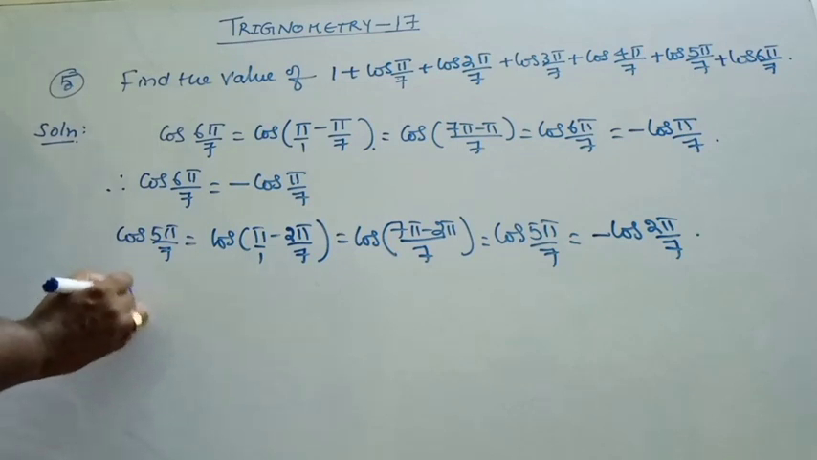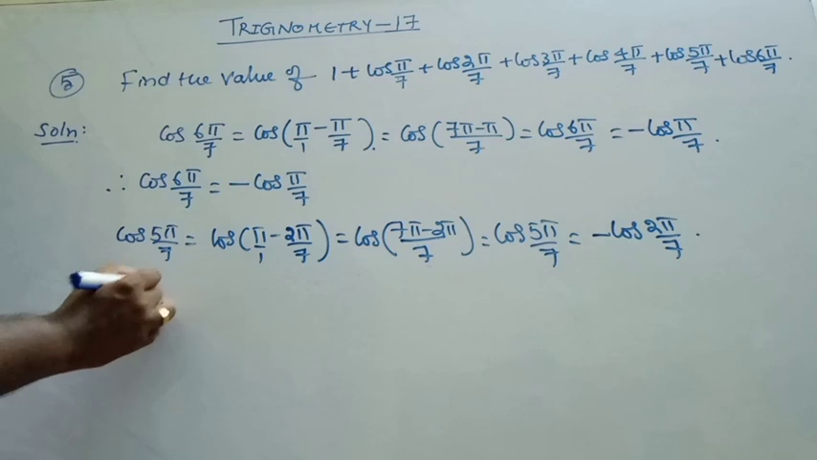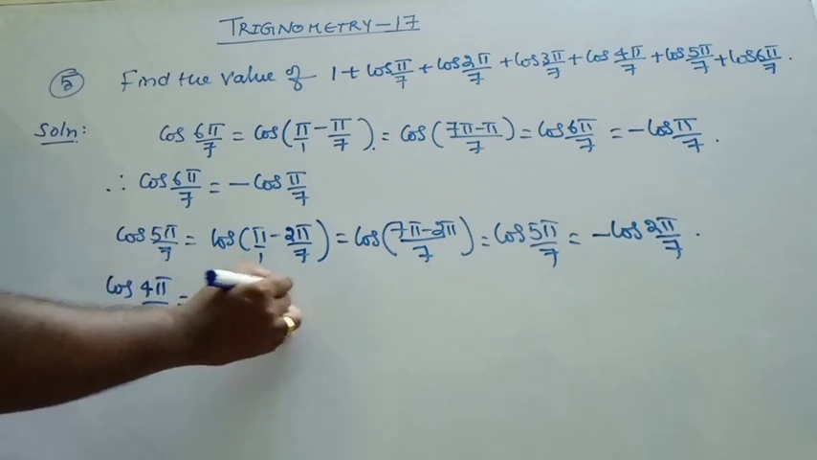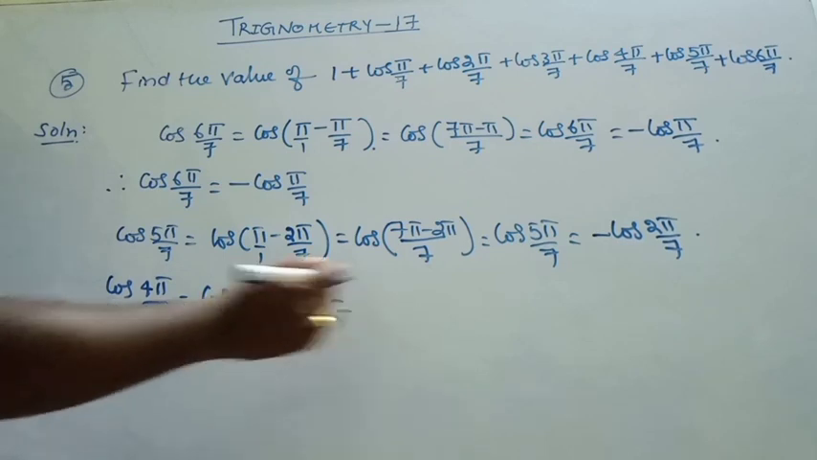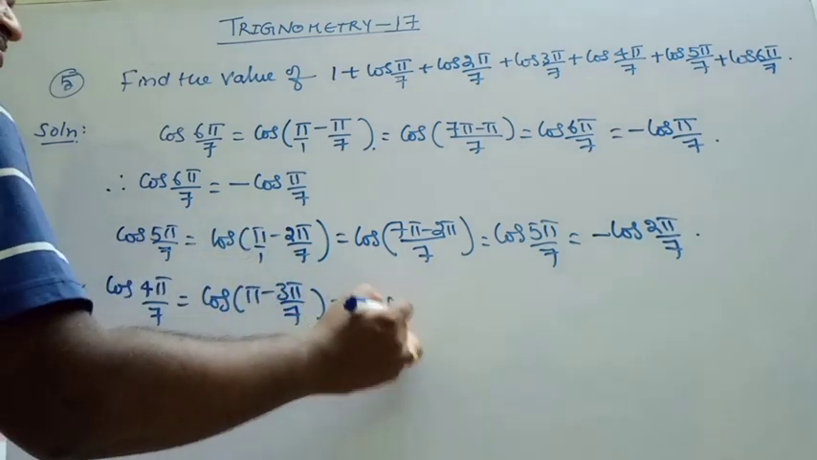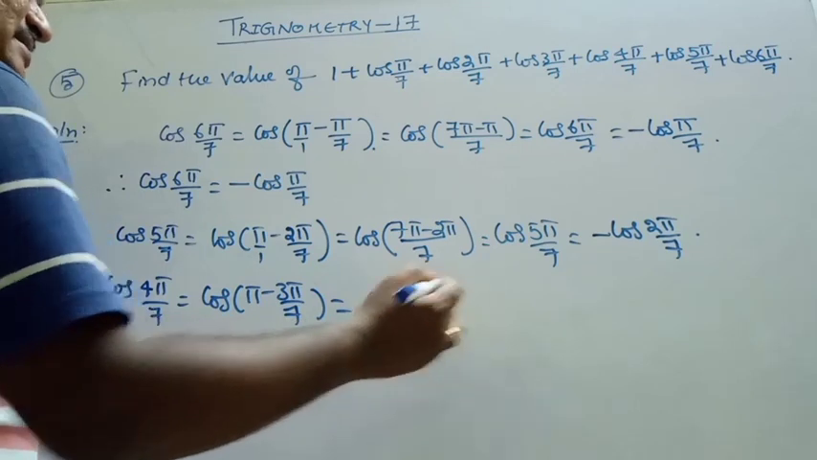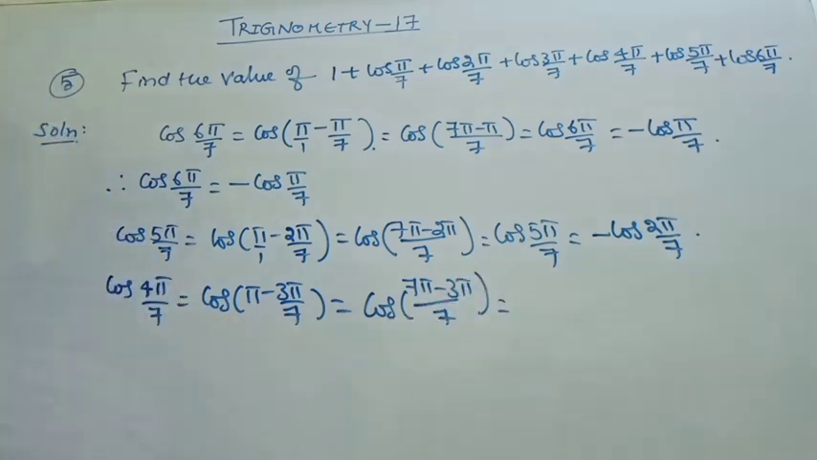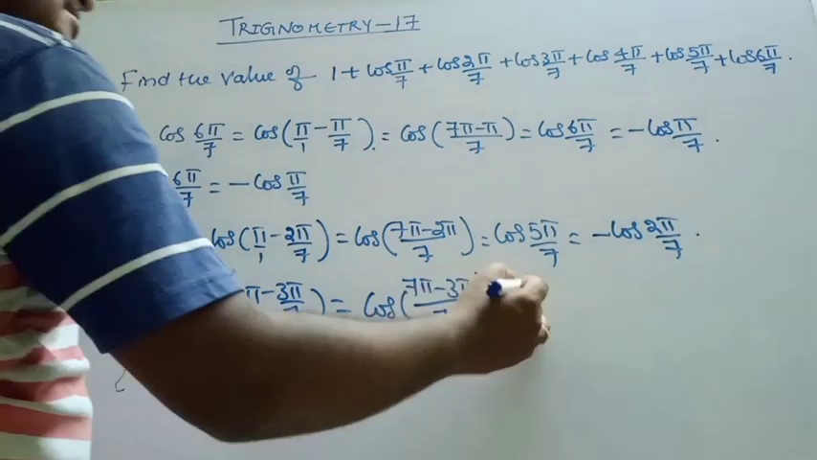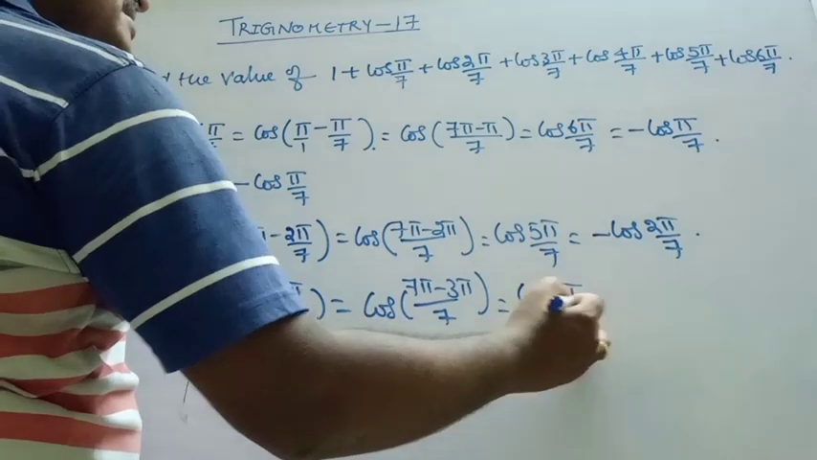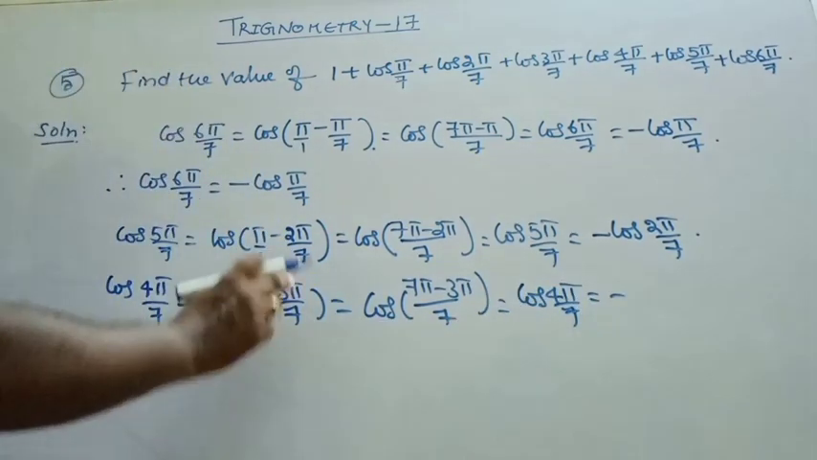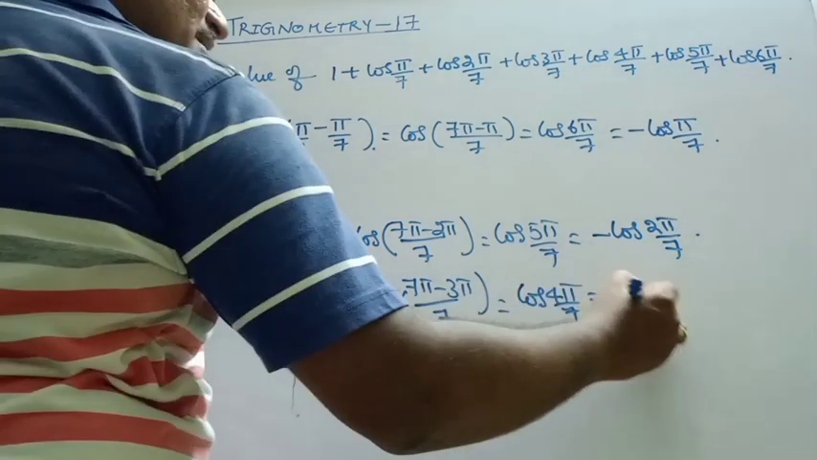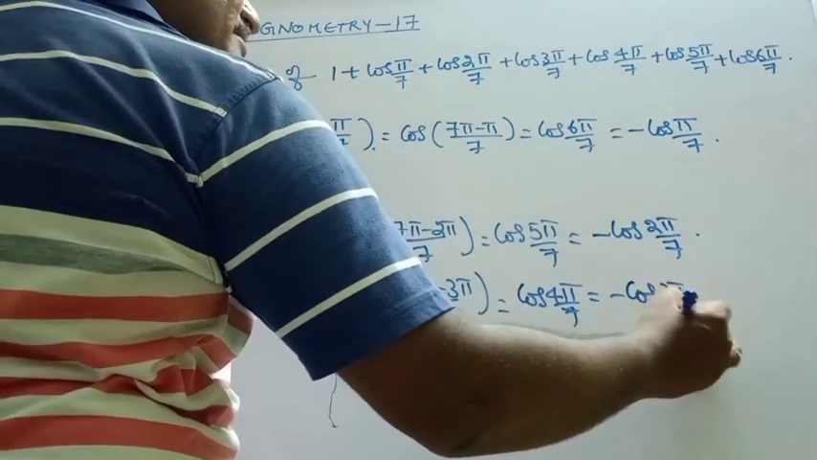In the same fashion, cos 4 pi by 7 you can write as cos of pi minus 3 pi by 7. Because when you take the LCM here, 7 is the LCM, so now 7 pi minus 3 pi. Once you get like this, cos 4 pi by 7 equals cos of pi minus 3 pi by 7. Cos of pi minus theta is minus cos theta. Therefore this is minus cos 3 pi by 7.